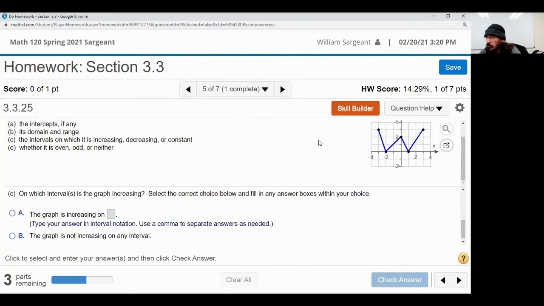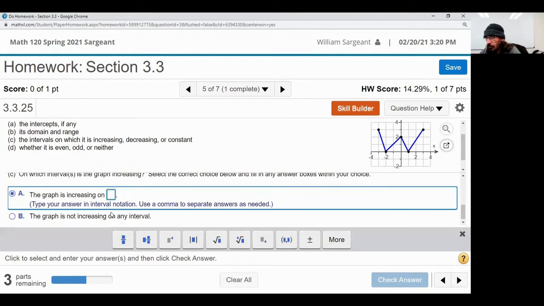It never flatlines, so it is never constant. As we move left to right, when we're talking about when is it increasing, the first thing we see is it's decreasing. Right at -2, it switches to increasing. We don't include that endpoint. It's in the middle of the switch. So parentheses, that continues until the 0.